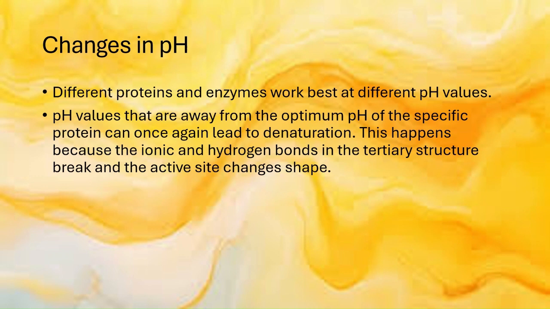So now let's look at the changes in pH. Different proteins and enzymes work best at different pH values. pH values that are away from the optimum pH of the specific protein can once again lead to denaturation. This happens because the ionic and hydrogen bonds in the tertiary structure break and the active site changes shape.